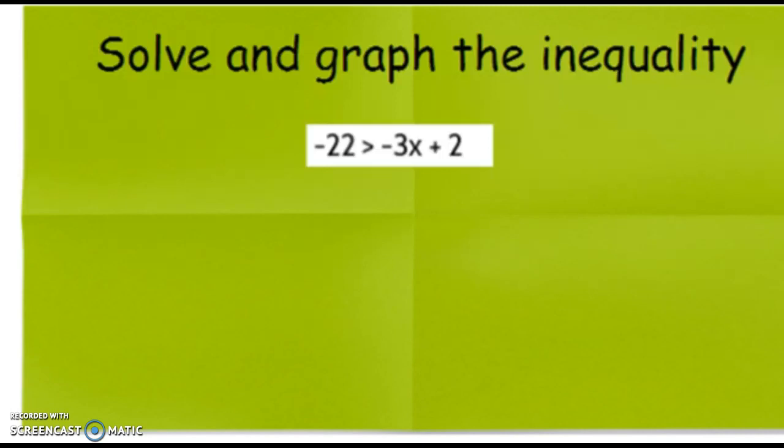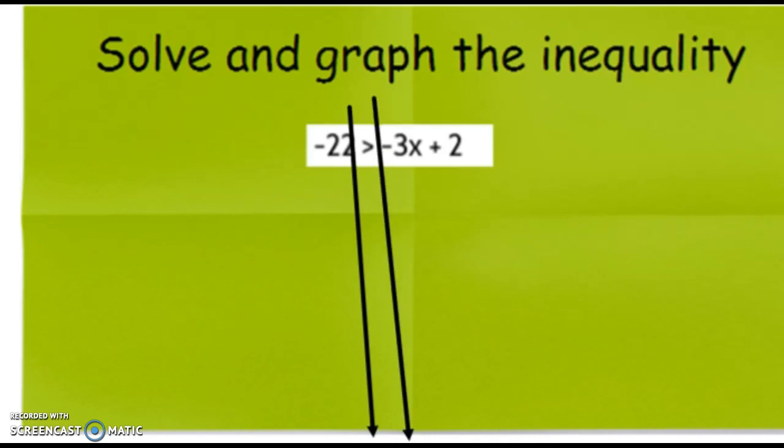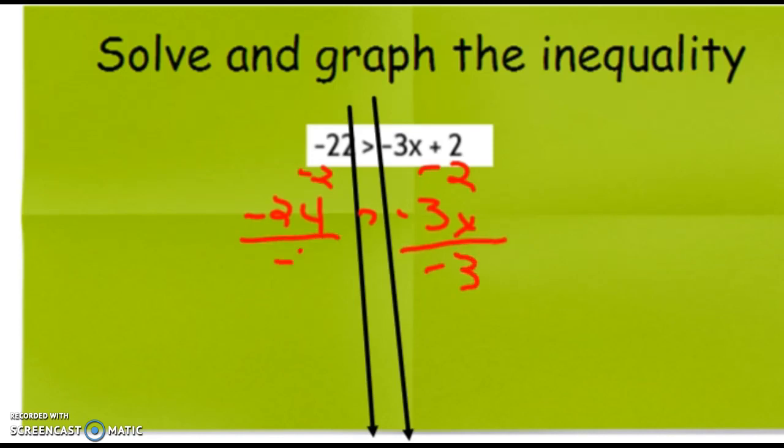All right, here we need to solve and graph, so I'm going to draw my 2 train tracks, sort of. Let me try that again. Actually, I can probably do it with these lines. Perfect. So now I'm going to subtract 2 from both sides. So I have negative 24 is greater than negative 3x. My next step is to divide by 3 on both sides.